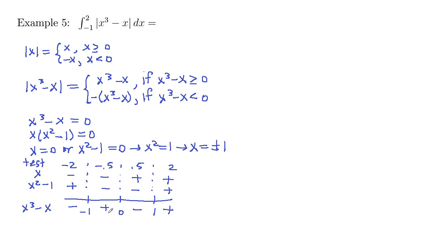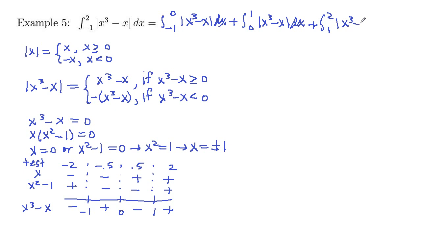Otherwise, it's positive. So what we want to do is take this integral, starts at negative 1 right here, break it up at 0 and 1 also. So this will equal the integral negative 1 to 0 of absolute x cubed minus x plus integral 0 to 1 absolute x cubed minus x plus integral 1 to 2 absolute x cubed minus x. And remember, this is true. This is just additivity of areas. So the area under this function from negative 1 to 2 is the area from negative 1 to 0 plus the area from 0 to 1 plus the area from 1 to 2.